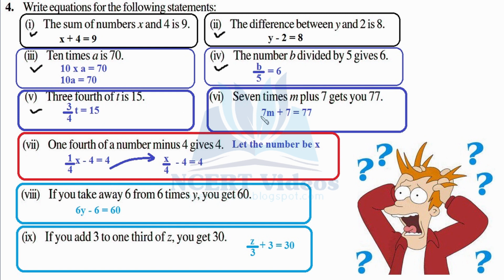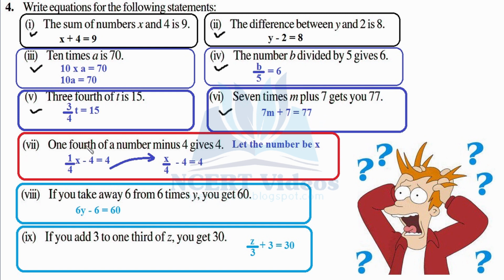Now 7 times m, right? 7 times means multiplication. M, you need not write multiplication. You can concatenate that: 7m plus 7 gets you, gives you, is the same thing. It is represented with an equal sign. 77.